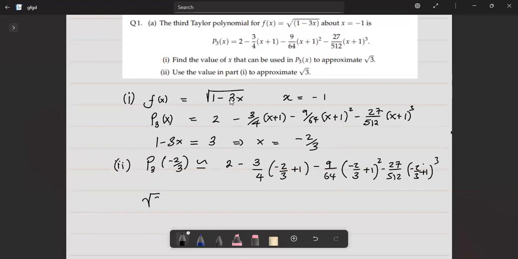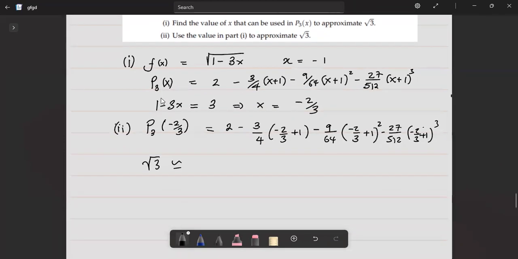Okay, meaning the square root of 3 can therefore be approximately equal to, and this approximation symbol is here, if you put all these values in the calculator: 2 minus 3 over 4 times negative 2 thirds plus 1, and then minus 9 over 64 times negative 2 thirds plus 1 squared, and then minus 27 over 512 times negative 2 thirds plus 1 to the power 3. So this gives me about 1.732421875.